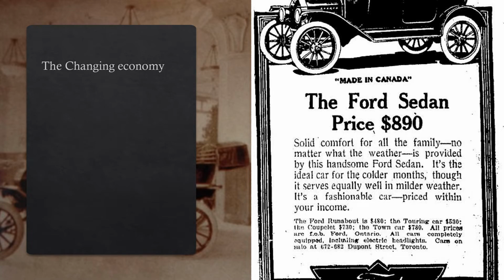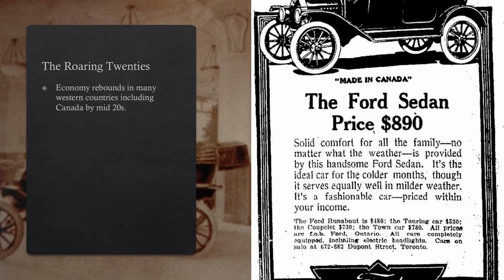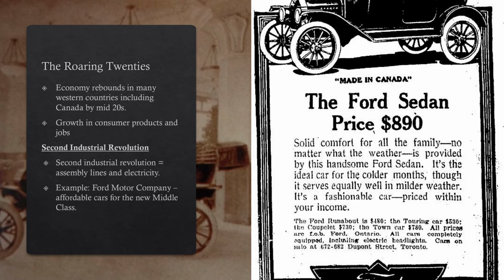So by the mid-1920s, the economy has really begun to rebound in many Western countries, including Canada. It rebounds to such a degree that the 1920s are sometimes referred to as the Roaring Twenties. There was a massive growth in consumer products and jobs, and all of this really is a culmination of something that historians sometimes refer to as the Second Industrial Revolution. If the First Industrial Revolution was the beginning of a mechanized age, the Second Industrial Revolution took this a step further with the introduction of assembly lines, mass production, and most importantly, electricity.